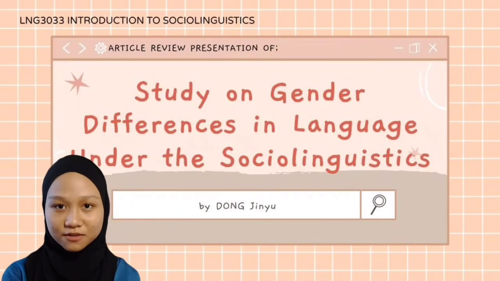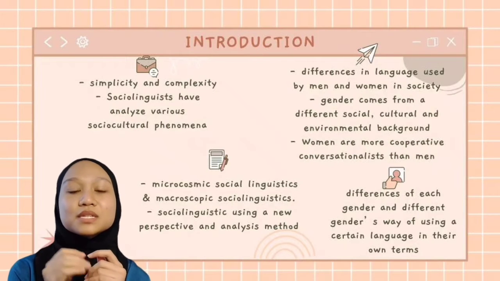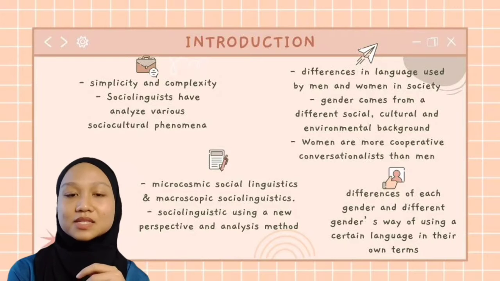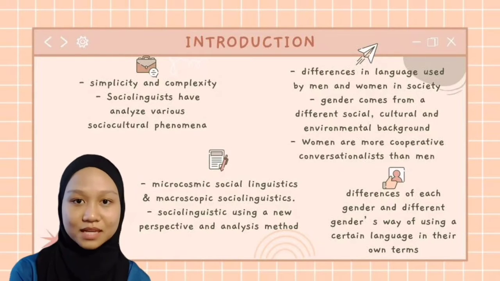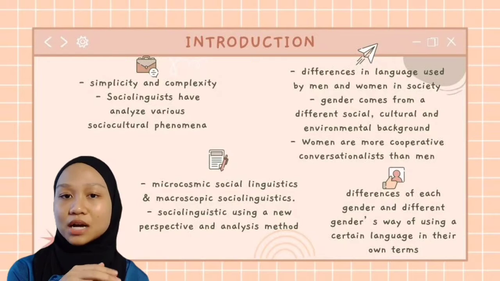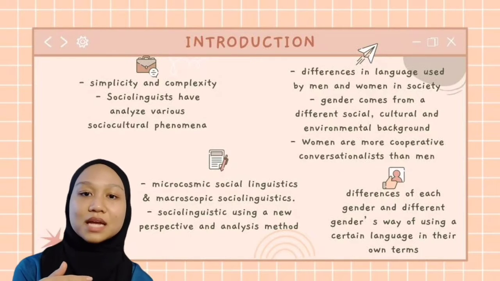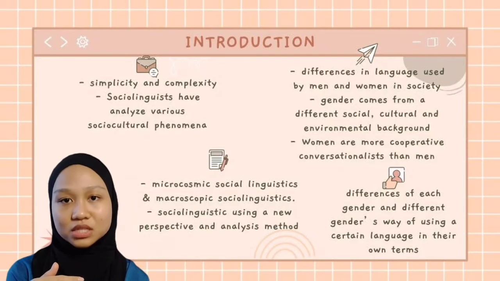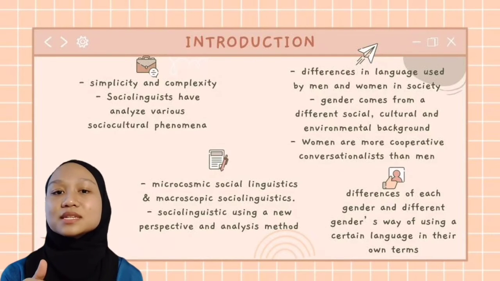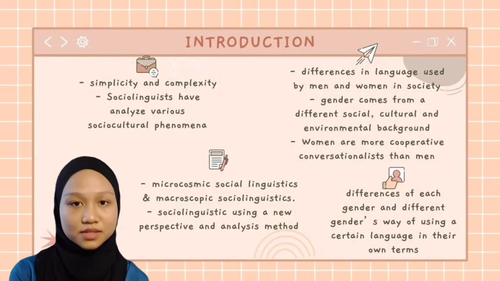The topic is Study on Gender Differences in Language under Sociolinguistics by Jinyu, published on 18 April 2014. Sociolinguistics can be defined from two angles, simplicity and complexity. In other words, the main sociolinguistic content is the study of the relationship between language and society. Sociolinguists have tried to analyze various socio-cultural phenomena and explore different discourse behavior through the study of the interaction and influence between them. In general, the scope of sociolinguistic studies is defined based on the relationship between language and society.